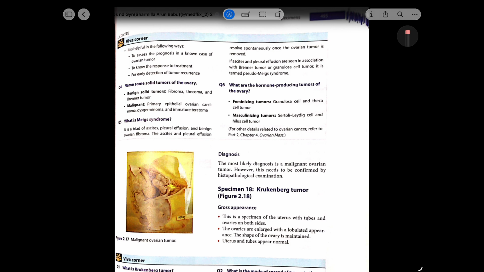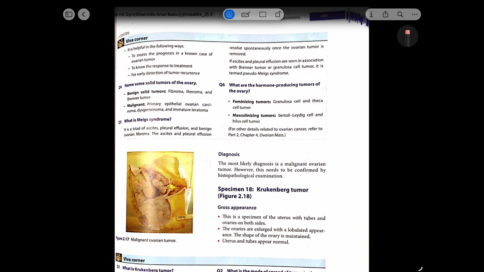What is Meigs syndrome? It's a triad of ascites, pleural effusion, and benign ovarian fibroma. The ascites and pleural effusion resolve spontaneously once the ovarian tumor is removed. If ascites and pleural effusion are seen in association with Brenner's tumor or granulosa cell tumor, then it is known as pseudo-Meigs syndrome. They asked me this in my medicine practical viva. They asked me about Meigs syndrome because I had a case of ascites.